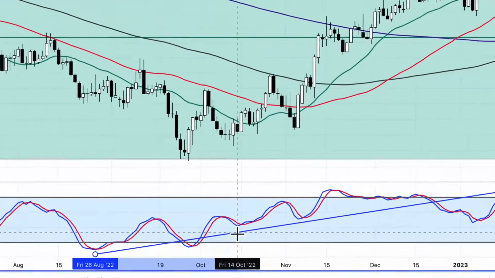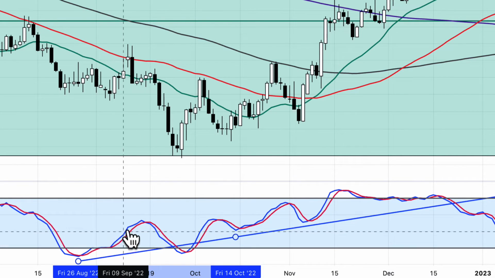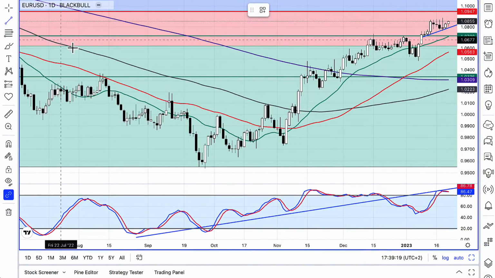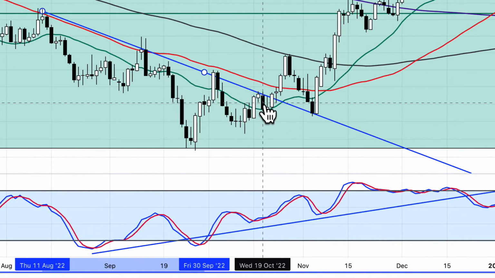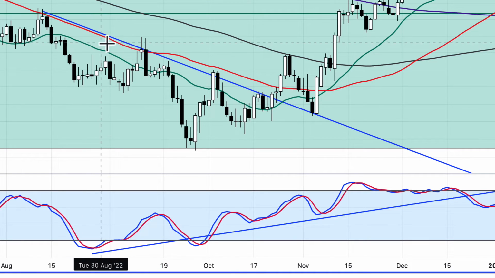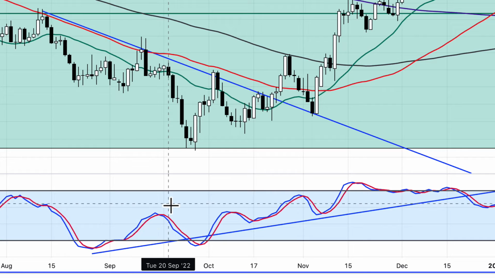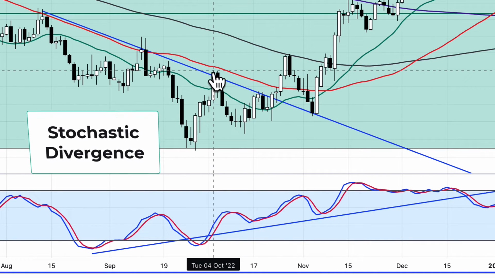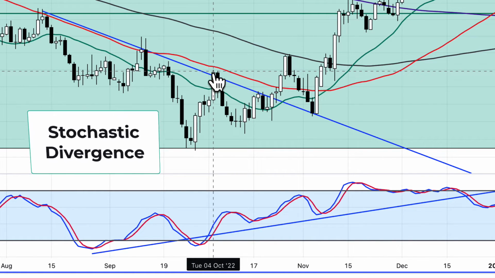If I draw a trend line on that stochastic right here, something like that, you can see the stochastic is actually moving upwards, making higher highs and higher lows. And at the same time as that is occurring, the price is moving downwards and making lower lows and lower highs. So we get the price making lower lows, lower highs. We get the stochastic making higher lows and higher highs. And that right there is called divergence.